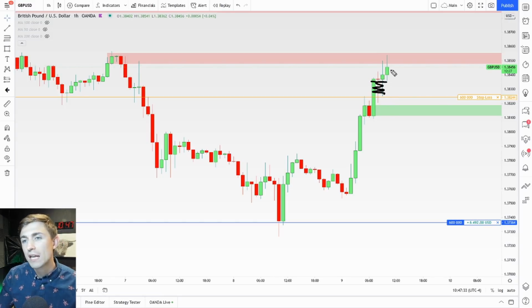If buyers are not able to hold this area, that will be an exit signal for me, meaning if price pokes down through here, then it's possible that we could see a bigger retracement on the pound dollar. And in that case, I will stop out for my profit. I'll take that profit and may look to re-enter at a later point on this pound dollar position.